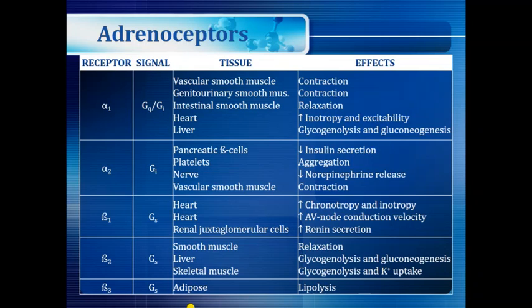So beta 1 receptors are located on the heart and JG cells of the kidney. Beta 2 receptors are located on all the smooth muscles, liver and skeletal muscles, and beta 3 receptors are located on adipose tissue.